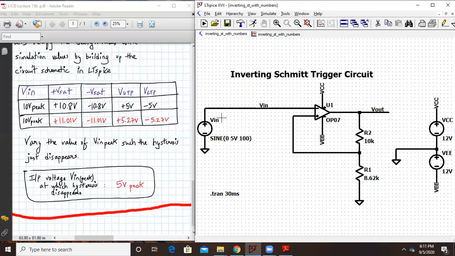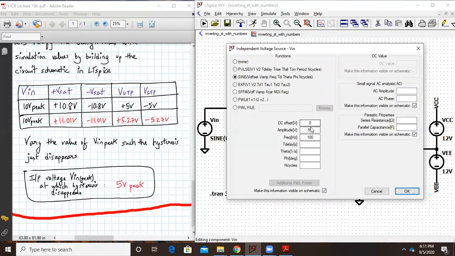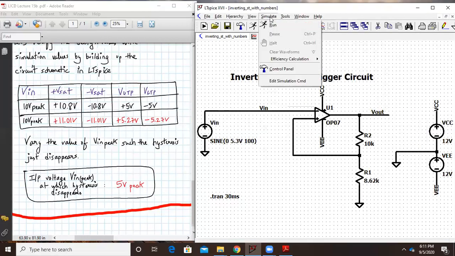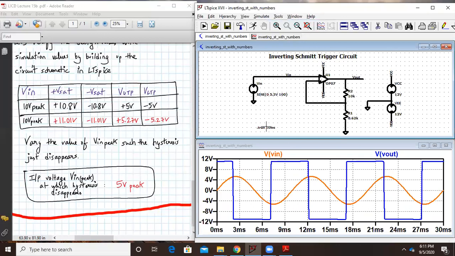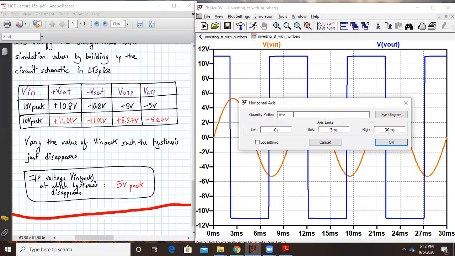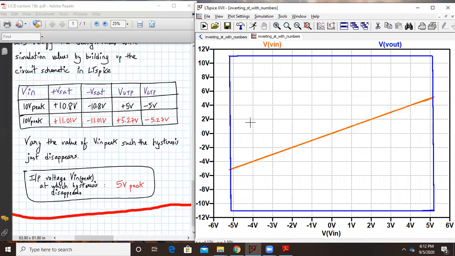And if I make it just greater than that, actually we are getting 5.2 practically. So I will make 5.3. This should work. Yeah, here it is. You see, it's coming all right. Now to view the hysteresis curve, right click over here. Instead of time, we give it V in. So here is my hysteresis curve as you are seeing over here.